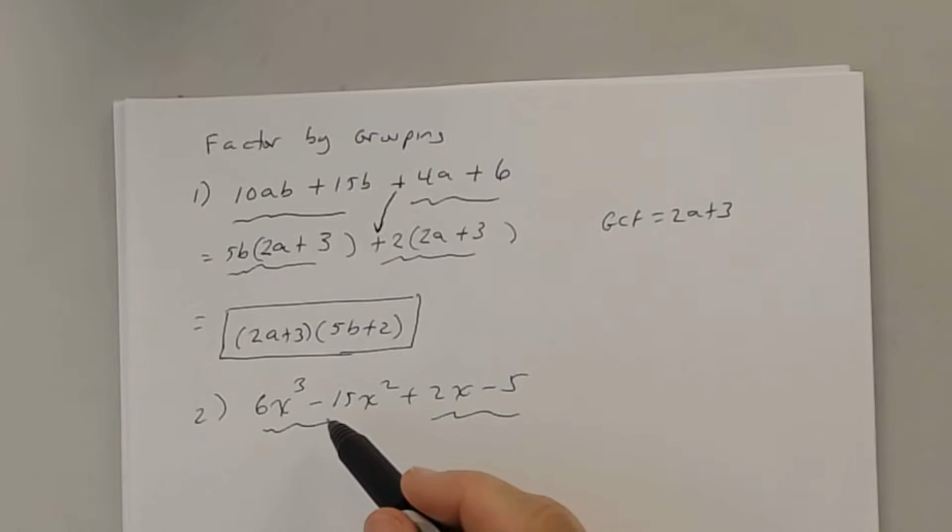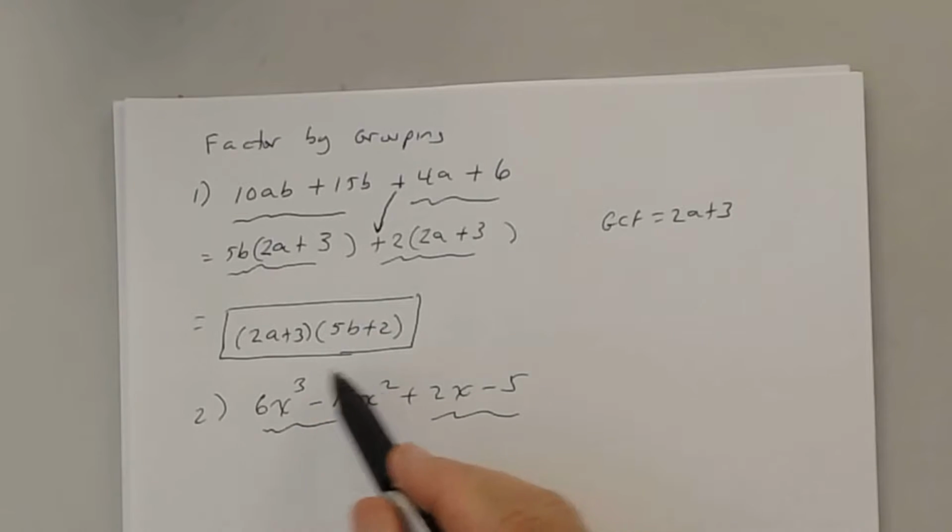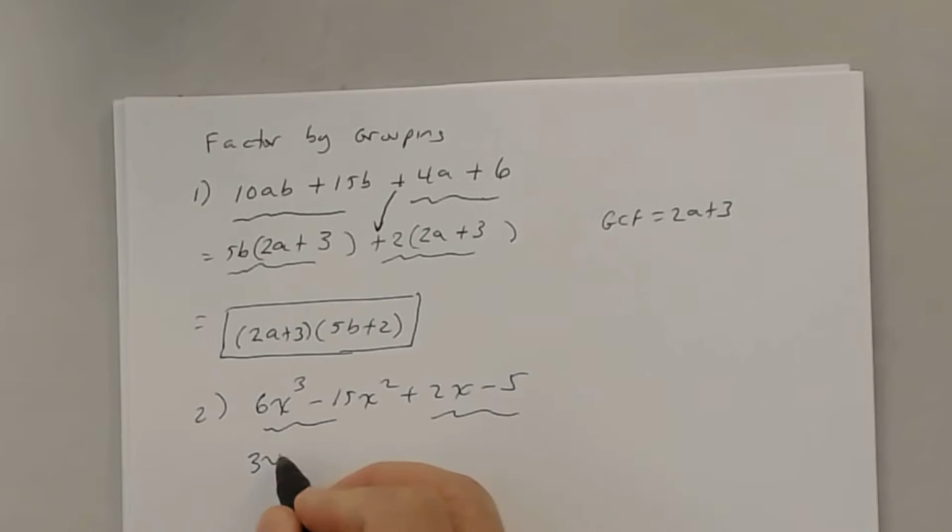From the first group, what's the GCF of the first group? Just the first. 3x squared. So that's 3x squared times, and what goes inside the parentheses? 3x squared times what is 6x cubed? 2x. Minus 3x squared times what is 15x squared? 5. So that's what I have so far.